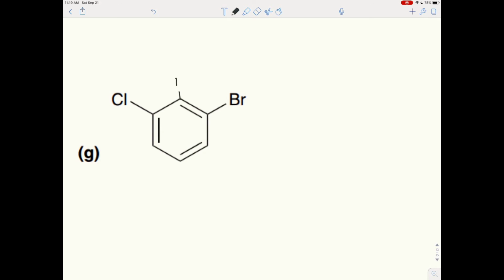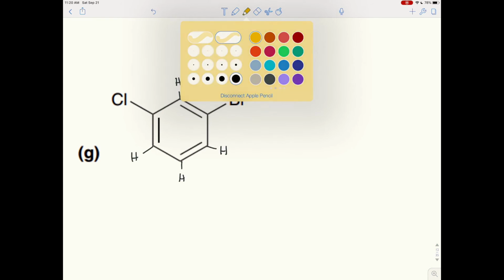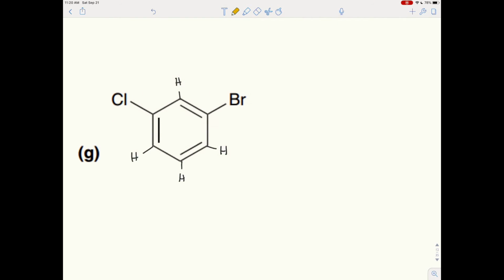For G, first step, draw in the hydrogens. There's no symmetry in this molecule, so each of these hydrogens will be in a separate, unique electronic environment. This hydrogen at the top has chlorine to the left, bromine to the right. No other hydrogen here has that. That's our first electronic environment, and so our first signal.